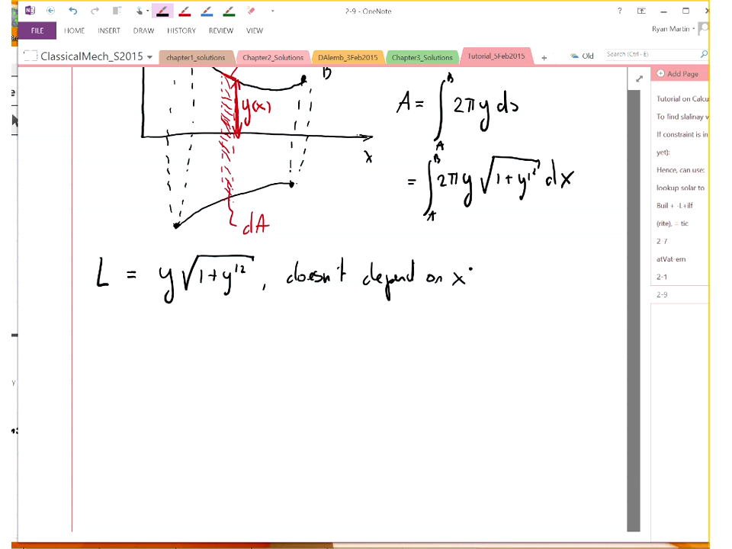So it's y prime times ∂L/∂y prime minus L equals a constant. All right, so we have y prime times ∂L/∂y prime. So the y is a constant, and then ∂L/∂y prime is going to give me a y prime and a 1 over the square root of 1 plus y prime squared. And then the minus L term is minus y times the square root of 1 plus y prime squared. That must be equal to a constant.